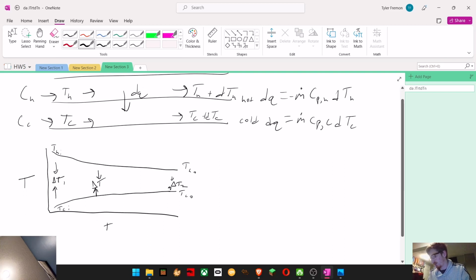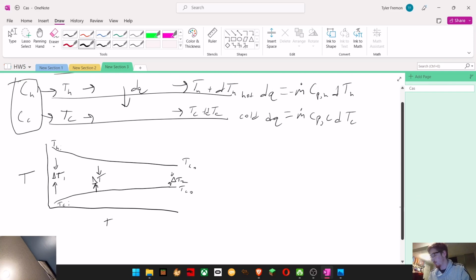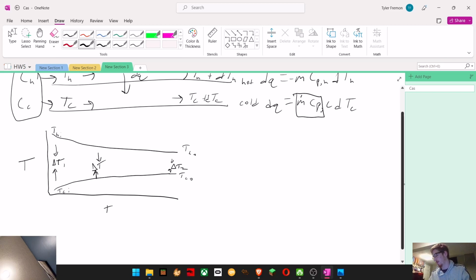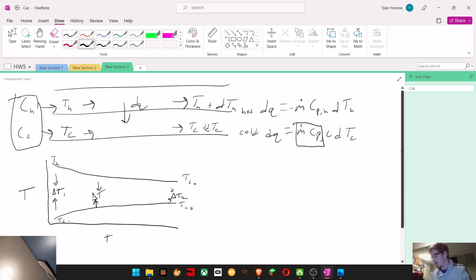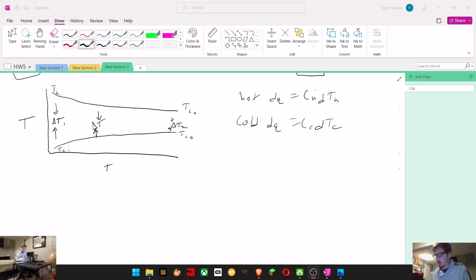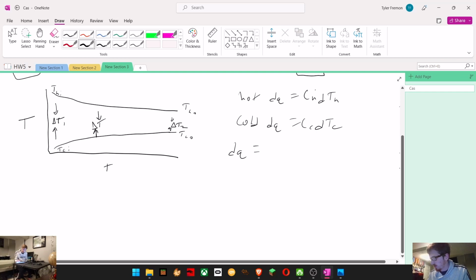And then the CH and the CC we have here, this C sub H and the C sub C, we can express this mass flow rate times the heat capacity as the heat capacity rate. So again, we're going to have hot dq is equal to CH dTh, and this cold is equal to CC dTc.